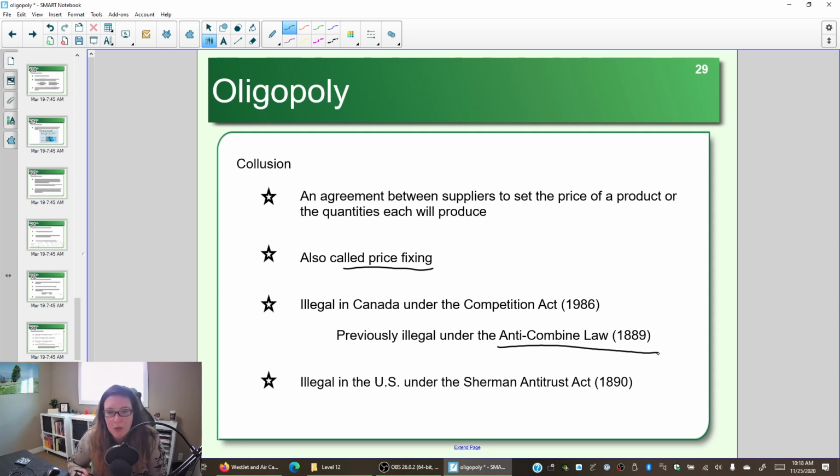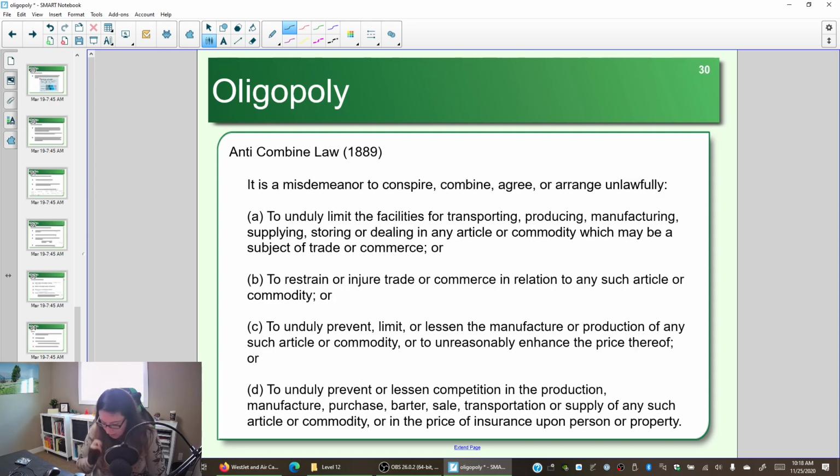So a law was created, an anti-combine law, and the anti-combine law prohibits any undue or unreasonable constraints of trade. Undue or unreasonable constraints of trade. Now, we had the anti-combine law.